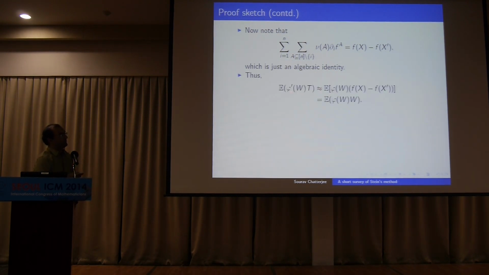And so what you get, at the end, is that the expectation of phi prime of W times T is approximately equal to the expectation of phi of W times W. So that's the main thing.